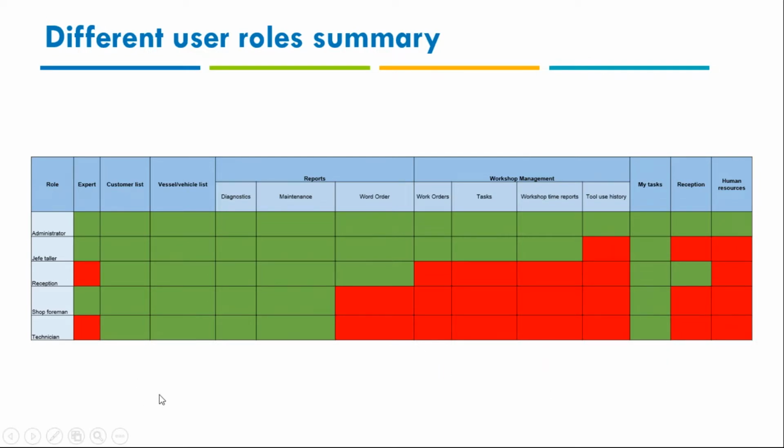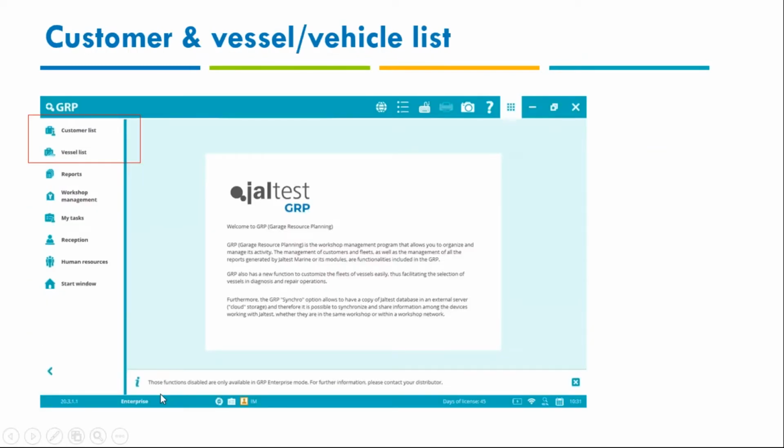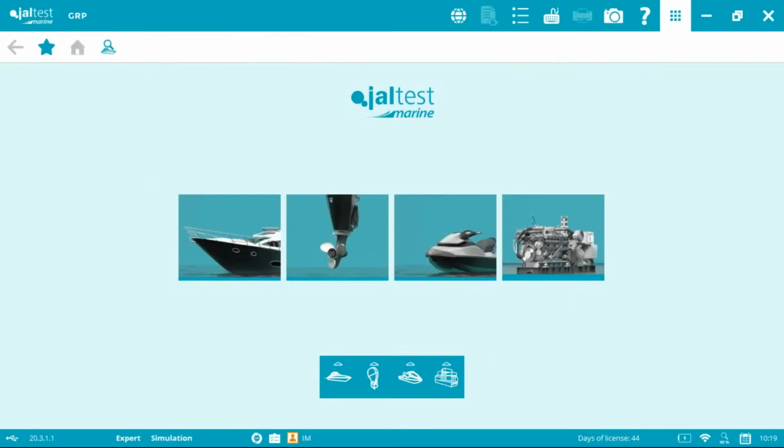So this is important to know, that we can use the GRP to control everything. We have different types of GRPs, different levels, or free, and different types of users, so that we can be more efficient that way. We can control everything in a better way. Okay, so now I'm going to start accessing the software, and we have customer, vessel, vehicle list. We have the two first options.